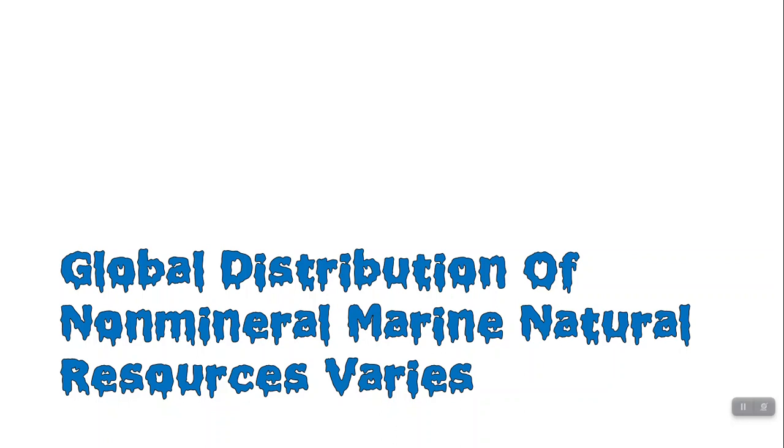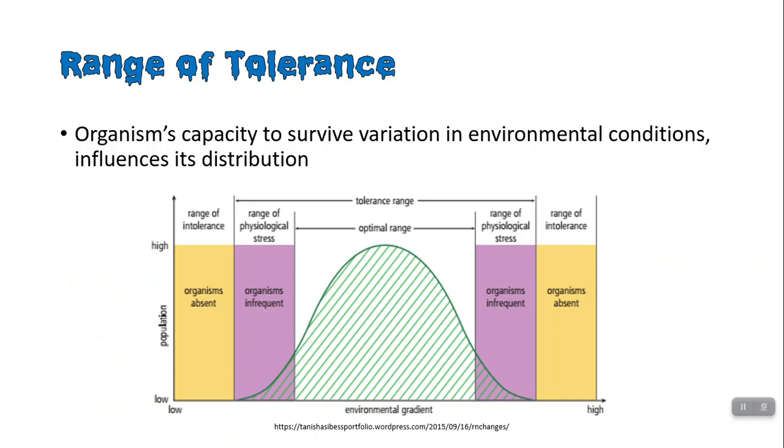All right, so now we're going to talk about how some of these non-mineral marine resources are distributed, and for that, we're mostly going to focus on fish. But before we do that, let's talk about a range of tolerance. All organisms have a set of environmental characteristics that they're like, this is where I want to live. It can be a range of temperature. If you're living in the water, it could be a range of salinity. It could be a range of pressure. And you have this, what's called an optimal range.